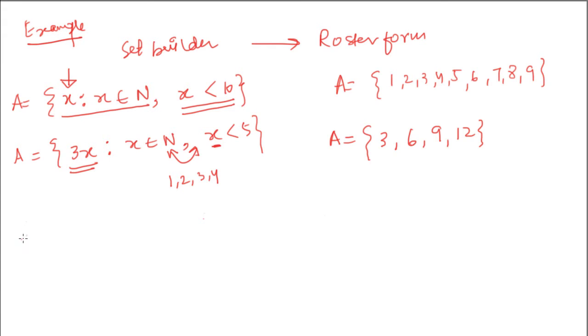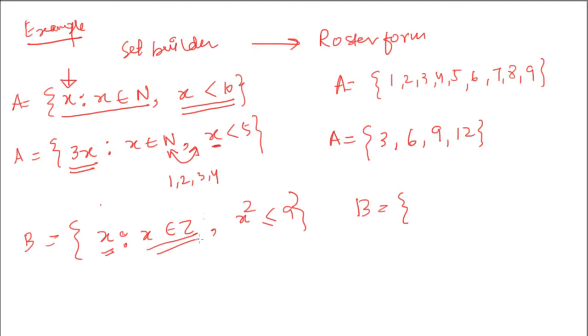Let's go for another example, that is set B: x such that x belongs to integer, condition x square is less than or equal to 9. So write down the elements of the set. First you try it yourself, then you can go for the solution. Now just go step by step. What are the elements in set B? Elements are in the form of x. Now x belongs to integer. The condition is that x square should be less than or equal to 9.